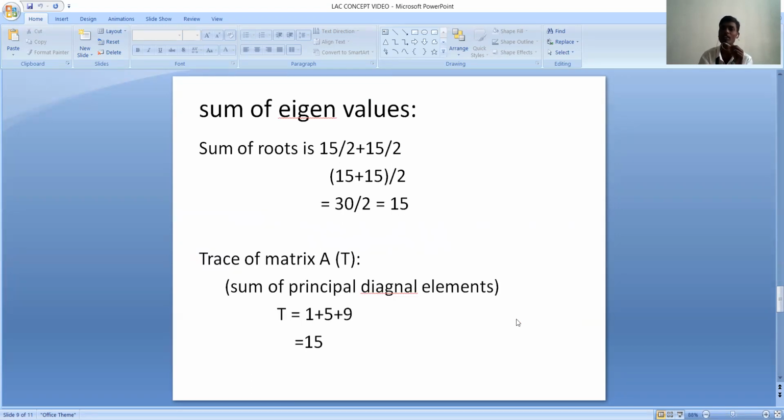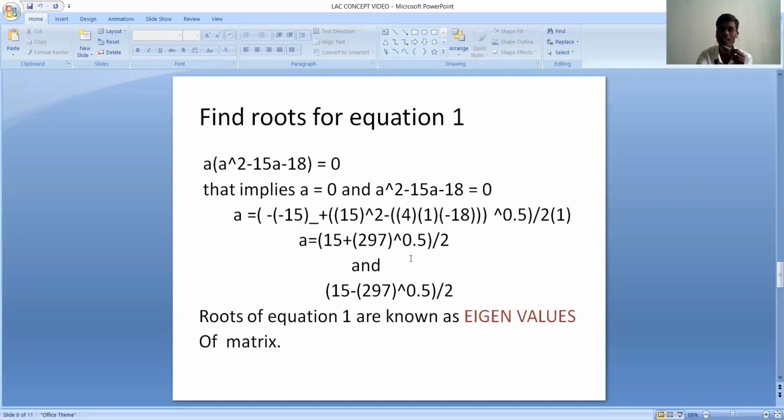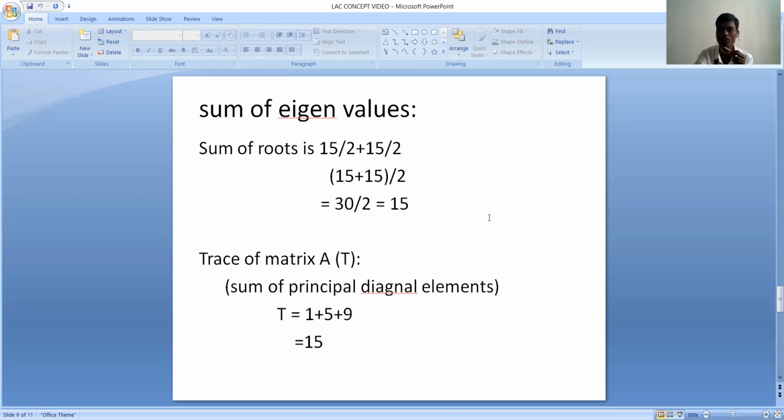Next, we have to find the sum of the eigenvalues, because our proof is that the sum of the eigenvalues is equal to the trace of the matrix. So we have to find the sum of the values: 0, 15 by 2 and 15 by 2, because by adding, plus root 297 and minus root 297 get cancelled. So 0 need not be added. 15 by 2, 15 by 2. By taking 2 as LCM, we get 15 plus 15 by 2, 30 by 2, which results in 15.